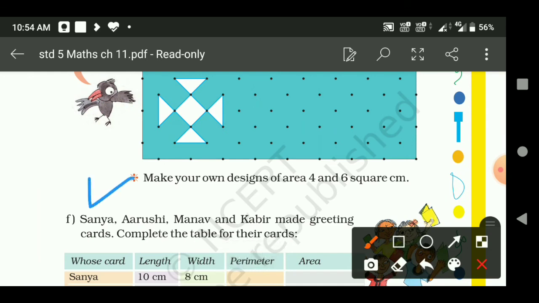Now here question is make your own designs of area 4 and 6 square centimeter. Here area 4, that means you have to use 8 triangles to make design, and here 6 square centimeter, that means you have to use 12 triangles to make this design.